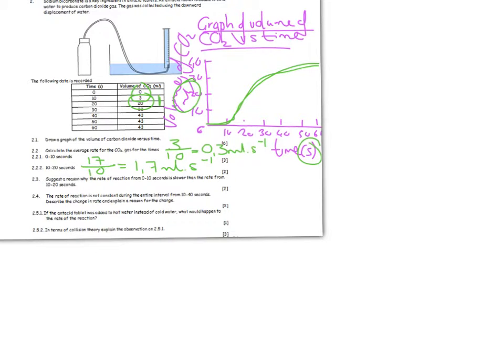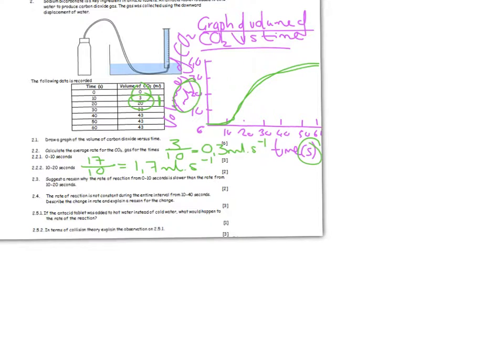The rate of the reaction is not constant during the entire time from 10 to 40. Describe the changes in rate and explain the reason for that change. Well, initially we're going to get an increase, and then it starts to flatten out a bit because the surface area of the antacid tablet starts to decrease after the reaction has been proceeding for a while. Eventually the reaction actually stops at around about 40 seconds.